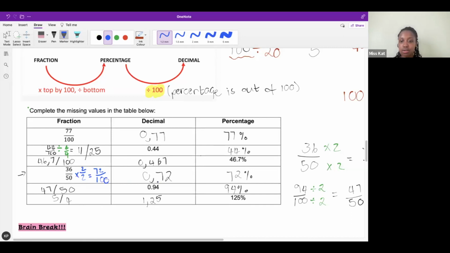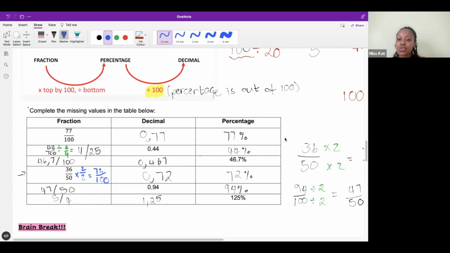Right. Now, if you could understand this one over 100, then this will make it much easier. So guys, if you don't have a calculator and they say to you, convert these fractions, try and get them over 100. Okay, Seth, did I sort of answer your question? Are you fine?